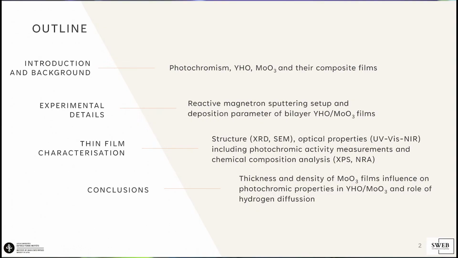I'll show you how we produce the films. We use reactive magnetron sputtering. And then the main part is thin film characterization. I will show the structure and optical properties of these films, and of course the main part will be photochromic activity measurements. And to interpret and explain the results better, we use chemical composition analyses.